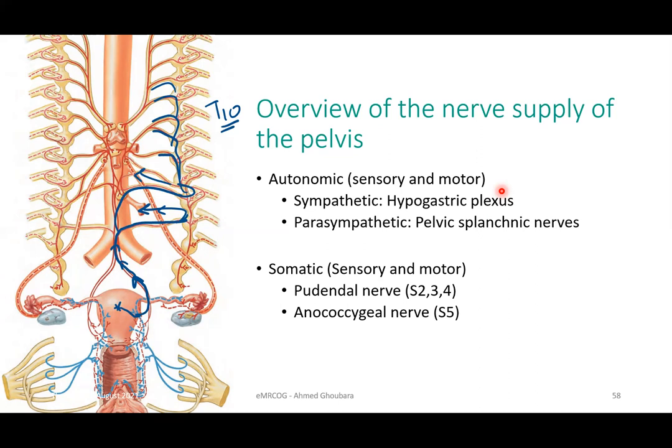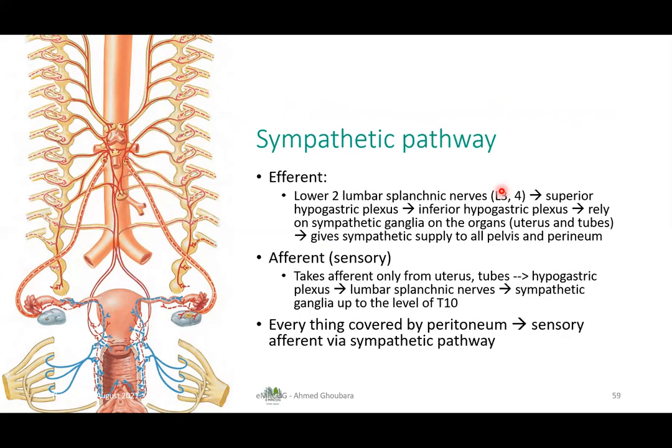So, overview of the nerve supply to the pelvis. Sympathetic, the first one. Sympathetic pathway. Any pathway in the body has two main things, efferent and afferent. Efferent means supply from the center to the organ itself, and afferent, the return from the organs all the way to the center of the body. So efferent means supply, afferent means returning back.